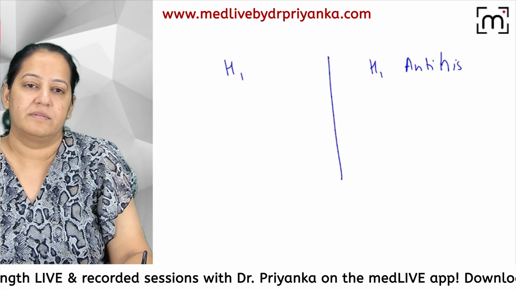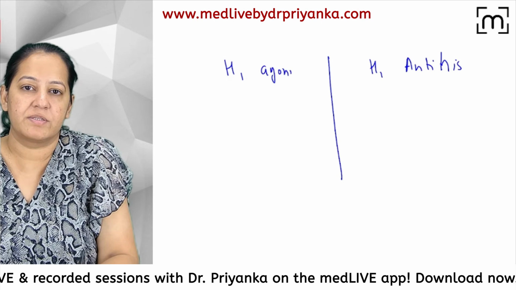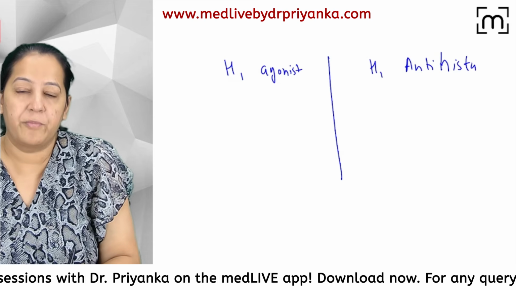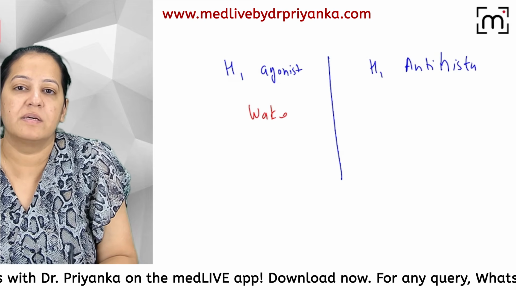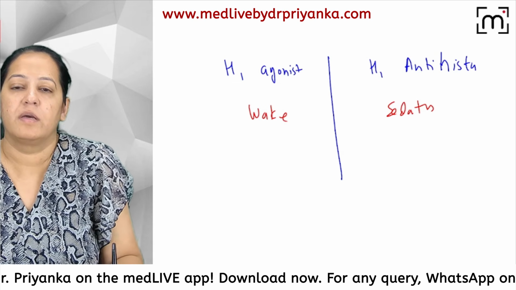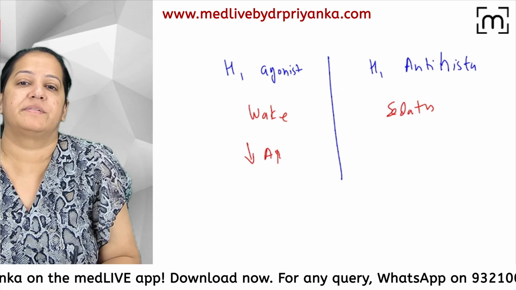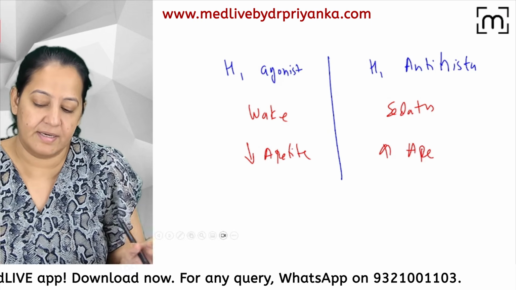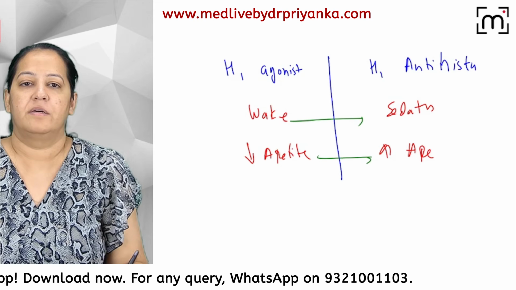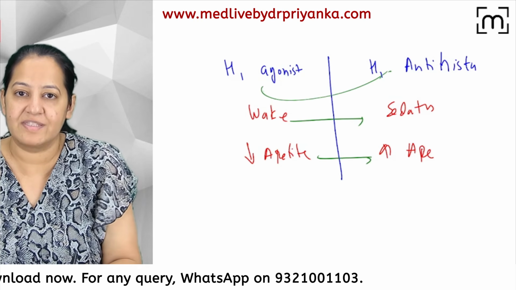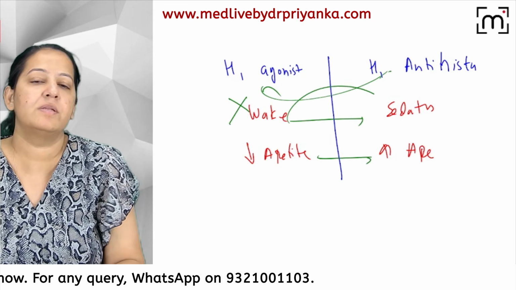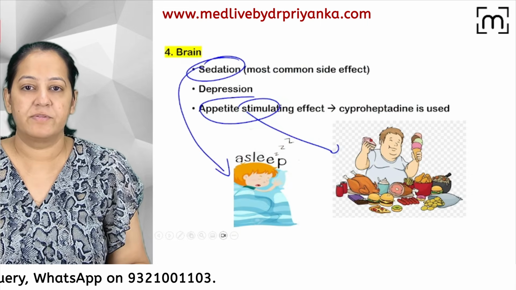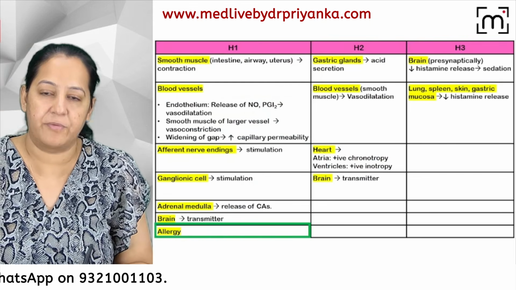Antihistaminic. This is histamine agonist and this is histamine antagonist. On the brain, this produces wakefulness, this produces sedation. This produces loss of appetite, and this produces stimulation of appetite. I guess it's crystal clear. You can understand, because here the drug is blocking the receptors. So wakefulness does not happen, so sedation happens. Loss of appetite does not happen, so increase in appetite happens. Got it? That is the action on the brain.